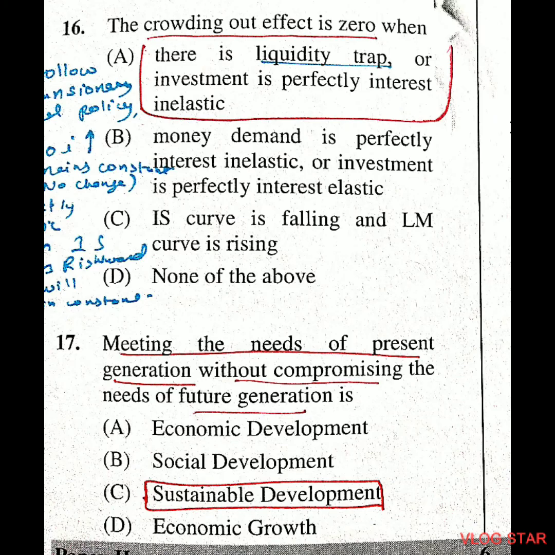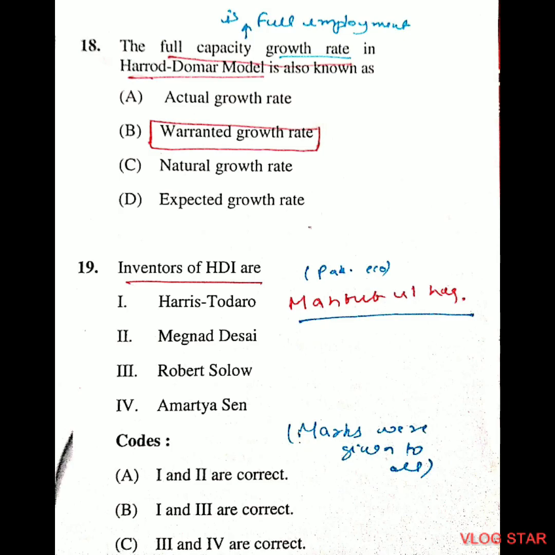17th question. Meeting the needs of present generation without compromising with the needs of future generation is called sustainable development. Question number 18. The full capacity growth rate in Harrod-Domar model is also known as warranted growth rate. Full capacity growth rate means full employment growth rate, and by Harrod-Domar it was named as warranted growth rate.